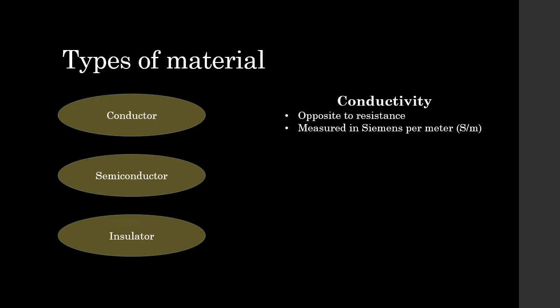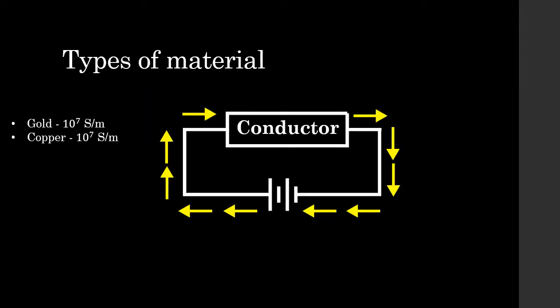Now, types of materials, we can have three types: conductors, semiconductors, and insulators, and this is according to their conductivity. And conductivity, as you should know, is opposite to resistance, and it's measured in Siemens per meter. A conductor is a material that allows for the generous flow of current or charge, and some examples of conductors are gold or copper.